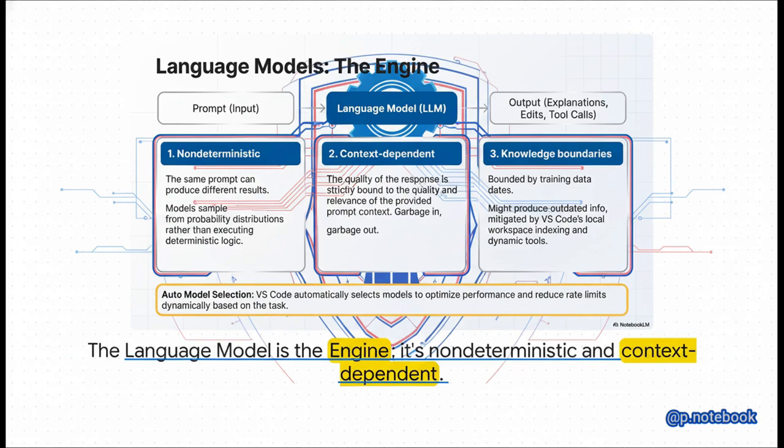For one, it's a bit unpredictable. Ask it the same thing twice, you might get 2 different answers. It's also completely reliant on what you tell it. Garbage in, garbage out, right? And maybe most importantly, its knowledge has a cutoff date. It doesn't know anything that happened after it was trained. So the rest of this whole architecture is basically a genius system designed to work around these exact issues.